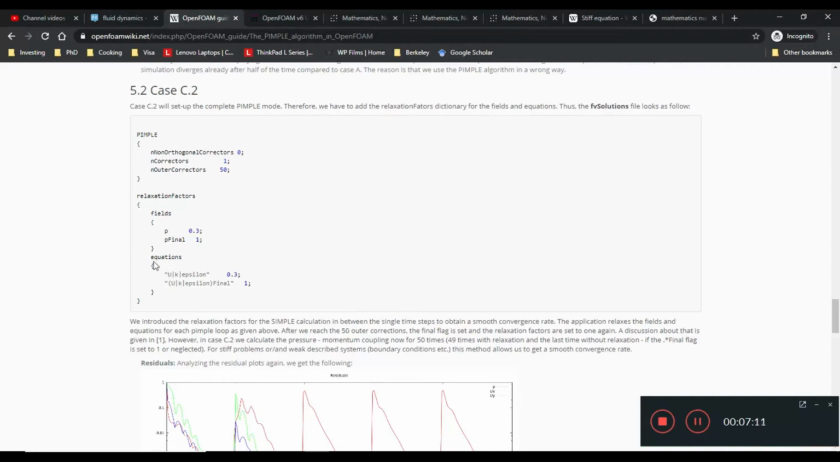Likewise, for the equations, you have the u, which is the velocity, k, epsilon. This is a turbulence model. K is turbulent kinetic energy, and this is the turbulent, I can't remember, viscosity or something. Eddy diffusivity, yes. So something along those lines, but you have a relaxation factor of less than 1, which is 0.3 here. This will help to stabilize the calculation.